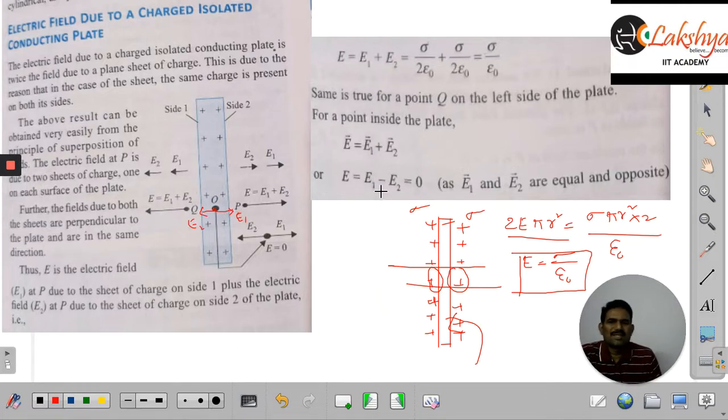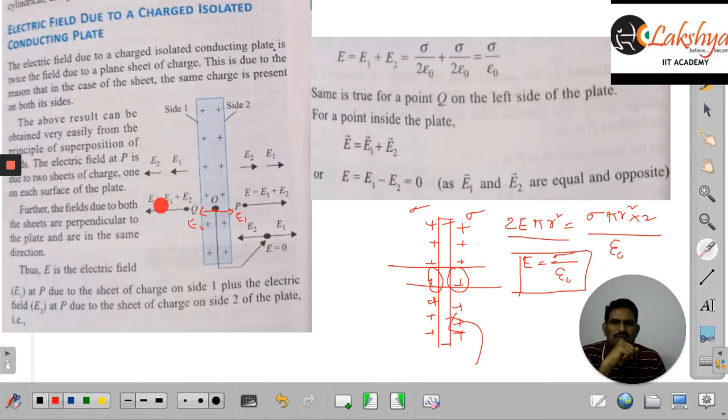And so E1 and E2 are in opposite directions, so E1 minus E2 should be equal to 0, because our point O is lying inside the conducting plate. This is the conducting plane, or conducting plate, we are taking here. So what we are concluding is that inside the conductor, the electric field must be 0. And so E1 minus E2 should be equal to 0, or from this we can conclude that E1 and E2 are equal.